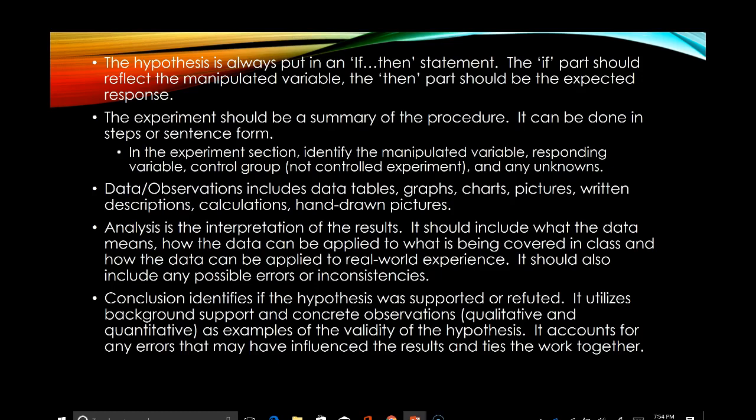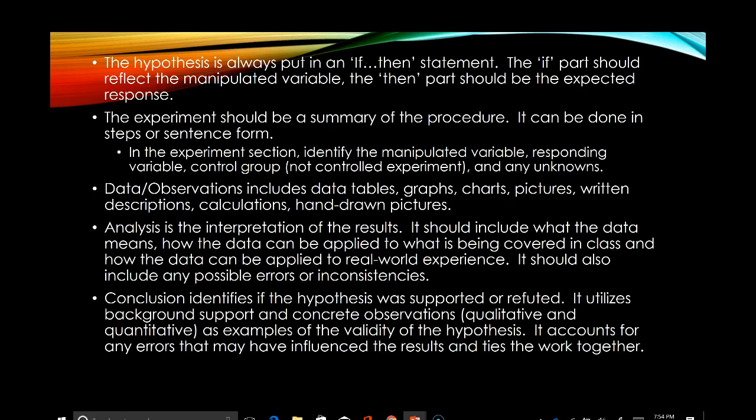In the experiment section, this is where you also identify the manipulated variable, the responding variable, and what your control is going to be, and remember your control is something that you compare the results with. It's not a controlled experiment. And you also identify if you encountered any unknowns. Sometimes you'll be given something that you don't know what it is, like you did in the organic chemistry lab, and you have to identify that unknowns were present.